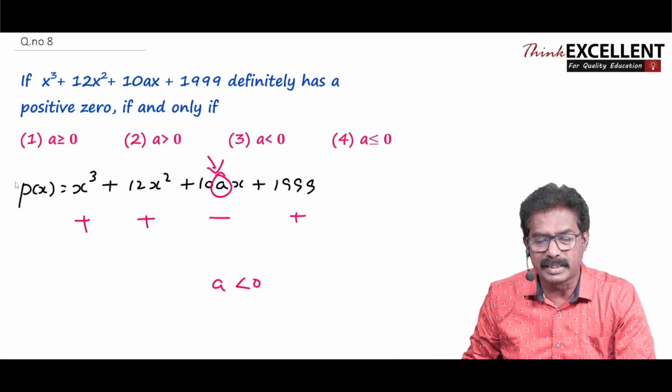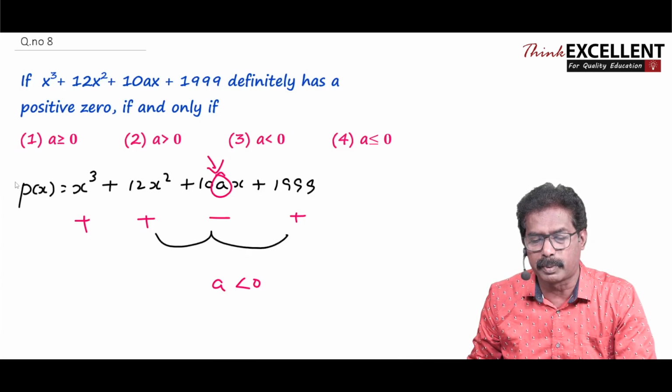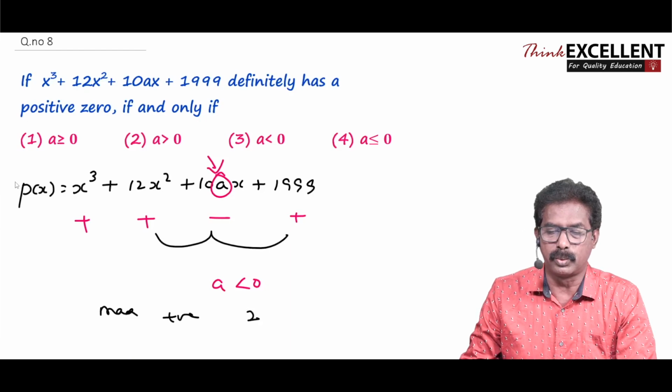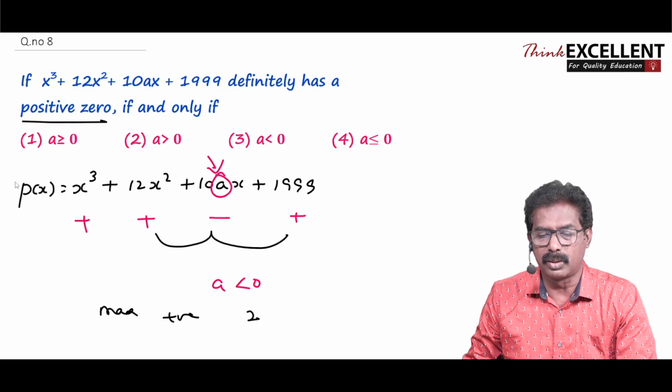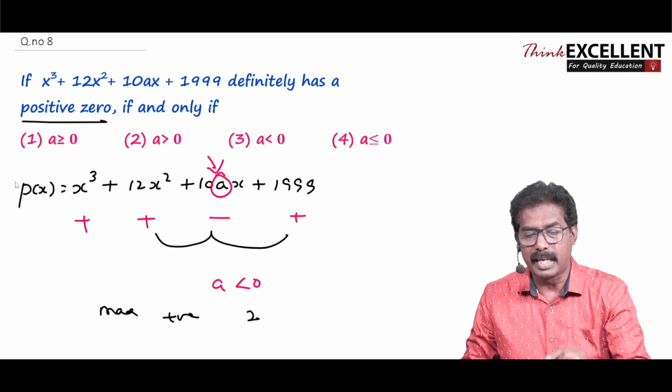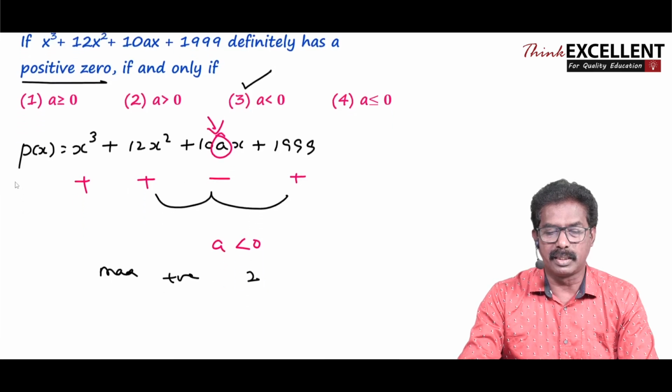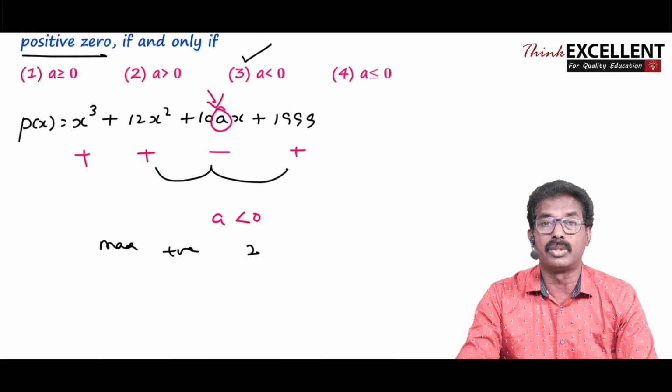Then there are two sign changes, positive to negative, negative to positive. So the maximum number of positive real roots is what? 2. So it definitely has a positive real root. So for that case, a must be less than 0. So for the 8th question, the third option is the right answer. Now let's move on to question number 9.